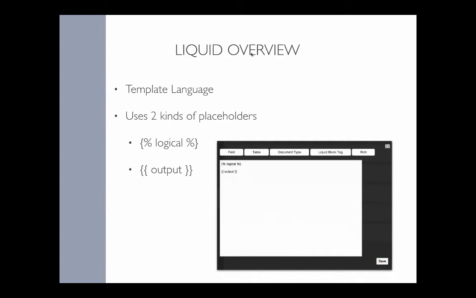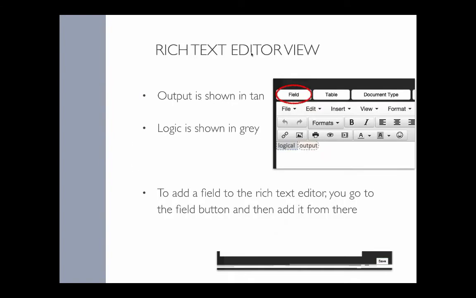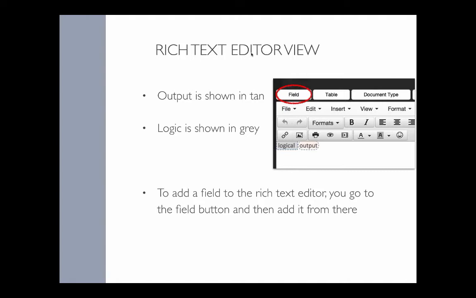There are two types of placeholders in Liquid. The first has double curly brackets and denotes output. The second has one set of curly brackets and a percent sign and denotes logic. For easy reference, the interpreter window shows logic placeholders as gray and output placeholders as tan. If you want to create a template that brings in a specific field to that record, you can simply go to the field button and insert the field there.